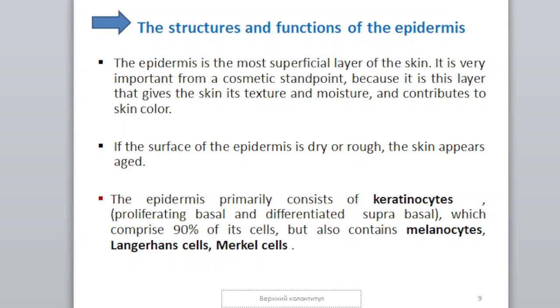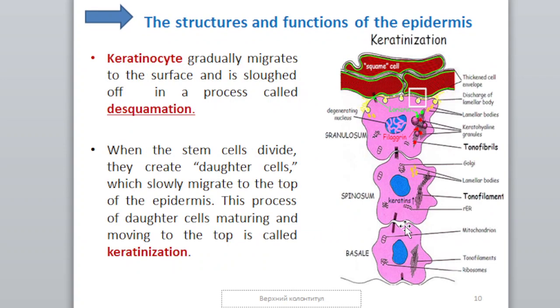Next slide. Keratinocytes gradually migrate to the surface and are sloughed off in a process called desquamation. When the stem cells divide, they create daughter cells, which slowly migrate to the top of the epidermis. This process of daughter cells maturing and moving to the top is called keratinization.